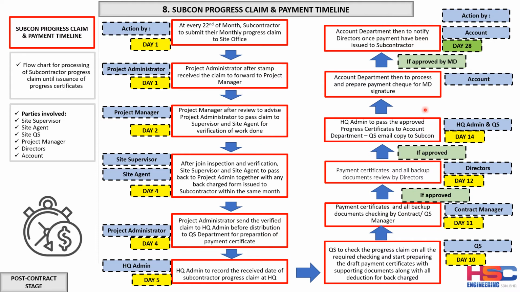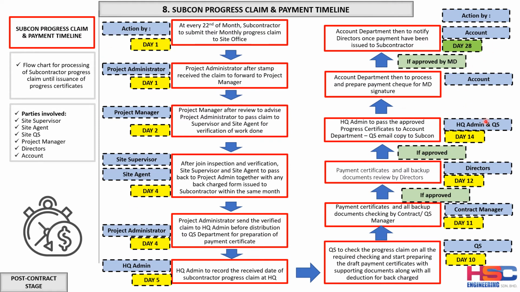And then the account department will process and prepare the payment check for the MD's signature. This will take another 14 days, to day 28. If the managing director approves and signs the payment check, the account department will then notify the director once payment has been issued to the subcontractor. So you can see the subcontractor payment from day 1 to day 28, and the stages involved.